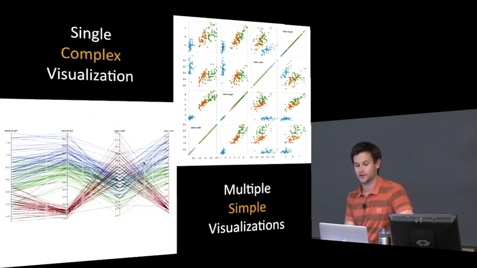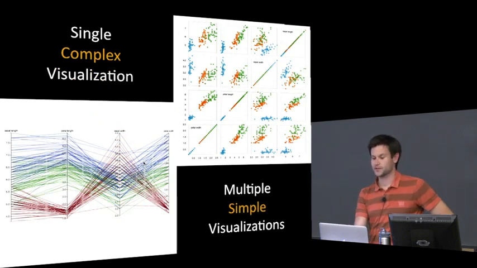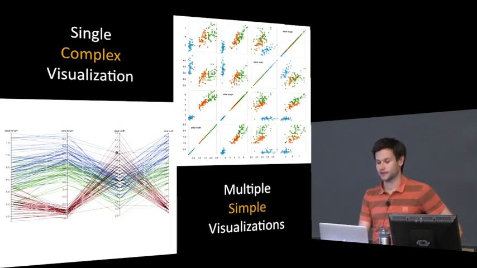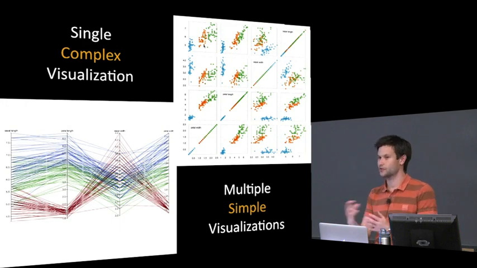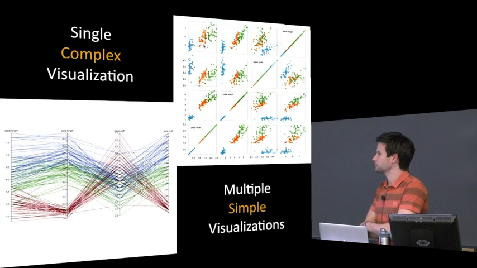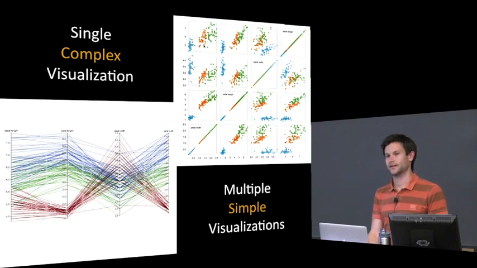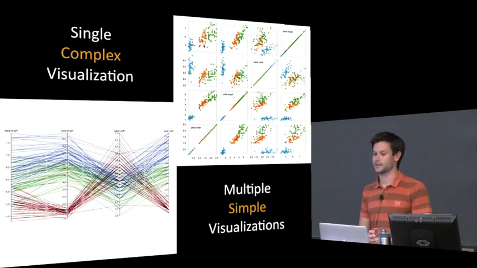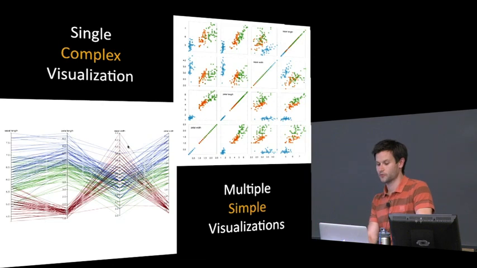But the basic choice that you have is you could create one single complex visualization, like parallel coordinates, or you can stick with your simple plots, like scatter plots, and just arrange them in a different fashion. And this is called multiple simple visualizations. If you have a multidimensional data set, it's always this choice: you either stick with your primitive statistical graphs, or you go with something like parallel coordinates or something like a heat map.